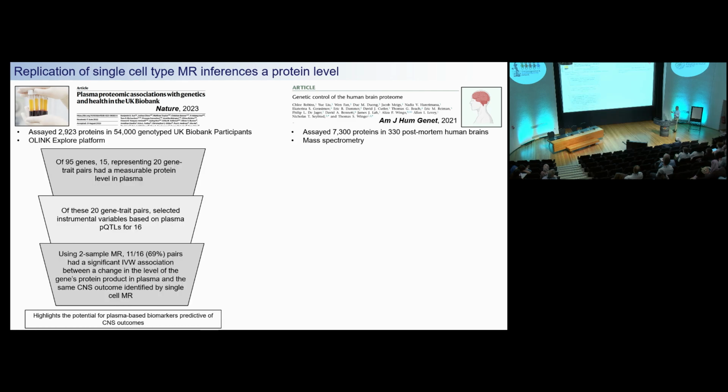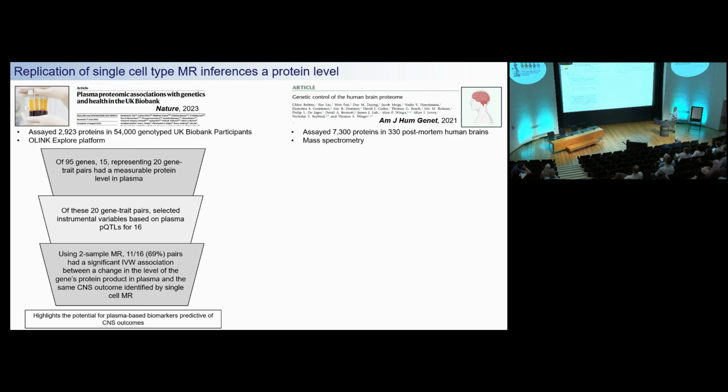So from looking at the UK Biobank data first, of our 95 genes which had evidence connecting a change in the level of that gene with disease risk, 15 of those, representing 20 gene trait pairs, had a measurable protein in plasma in the UK Biobank data set. So of these 20 gene trait pairs, we selected instrumental variables based on plasma pQTLs using the same approaches that I've just described. And then we found that we could select instrumental variables for 16 of those 20.